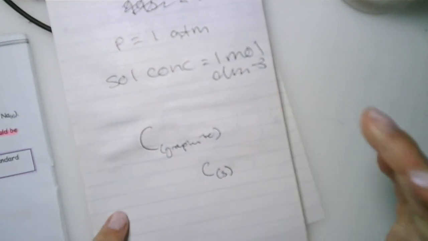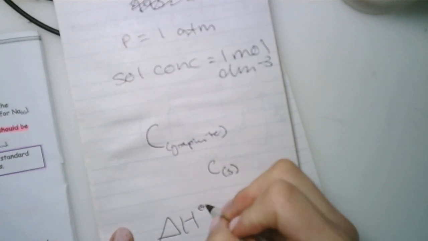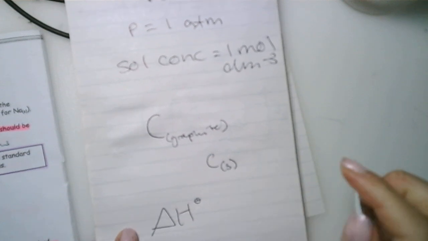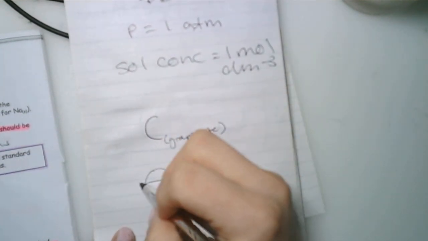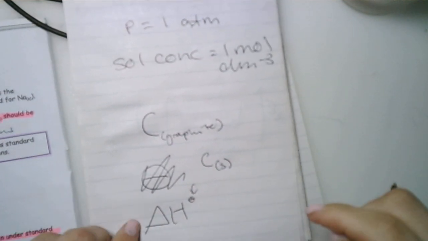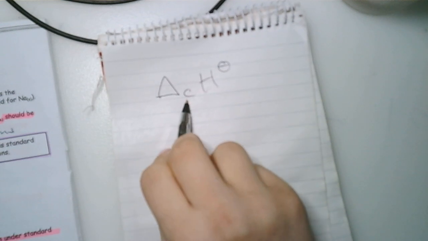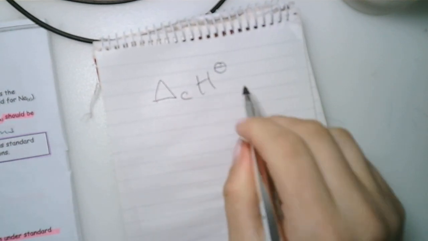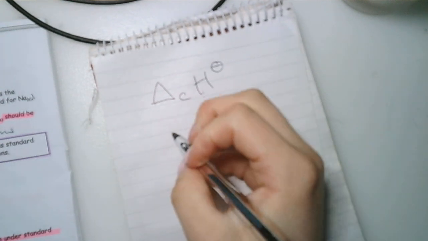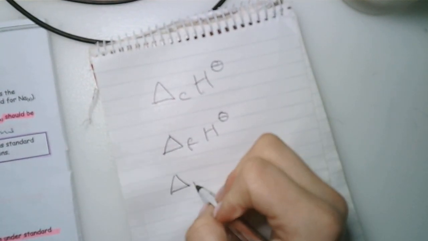The symbol for the standard state of enthalpy change is delta H with a little symbol there. I'm not sure what Greek letter that is, but up close it looks like that. That just means it's in standard conditions. The standard molar enthalpy change of combustion would be shown with the C there. This is a formation, and this is a reaction.